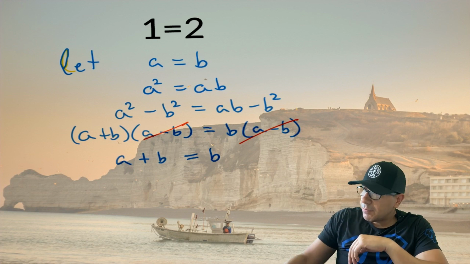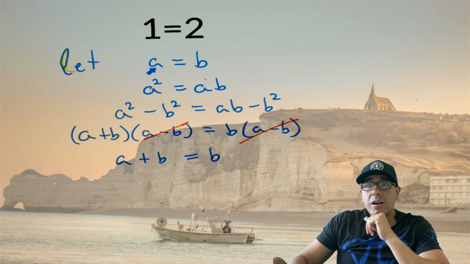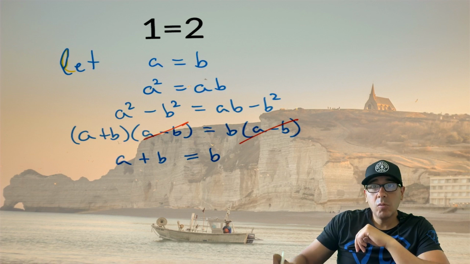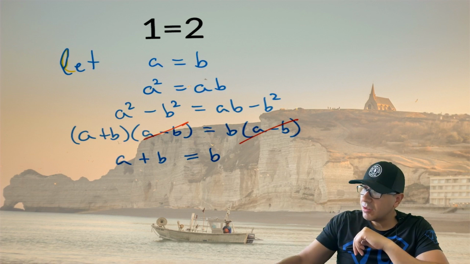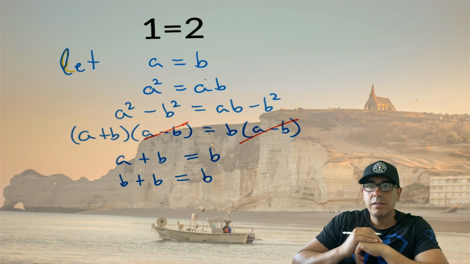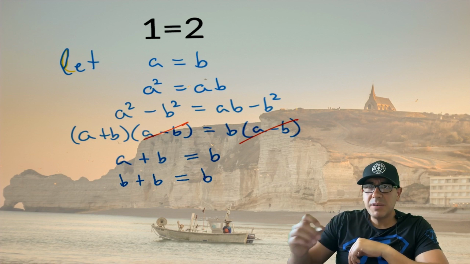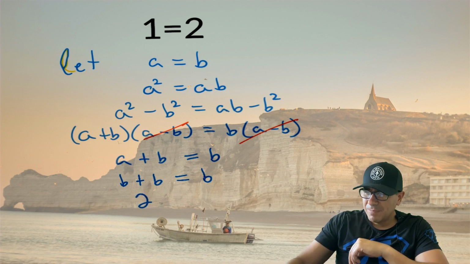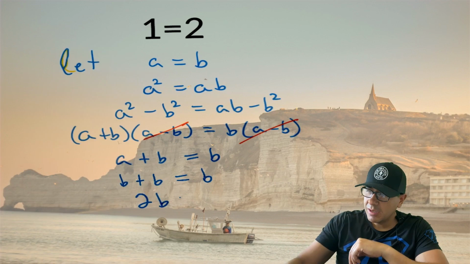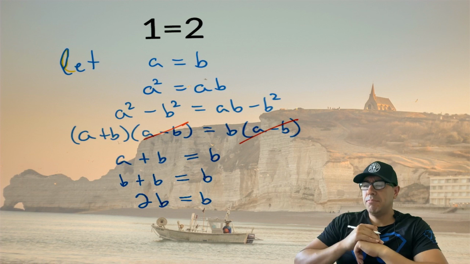If we take a look up here where we started, we said that a is equal to b. So wherever you see an a, we can put a b right there. So we're left with b plus b equaling b. So b plus b is 2b, or not to be, that is the question, equals b.